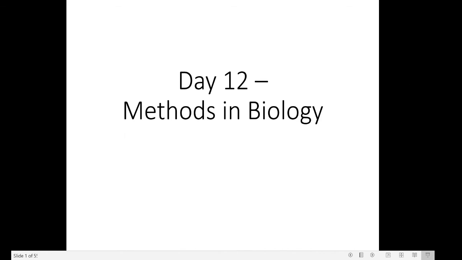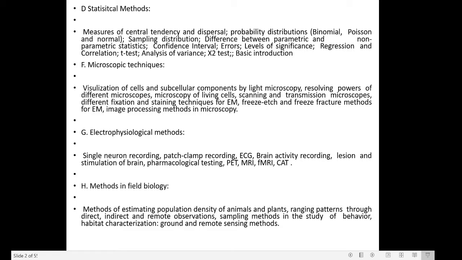Now I am entering into the topic. Today is our last day of the methods in biology topic. In this, we discussed genetic techniques, immunology techniques, and radio physics related techniques. Today we are going to discuss statistical methods, microscopic techniques, electrophysical methods, and methods in some kinds of experiments in biology, that means population studies and plant related studies. That is what we are going to discuss in today's class.